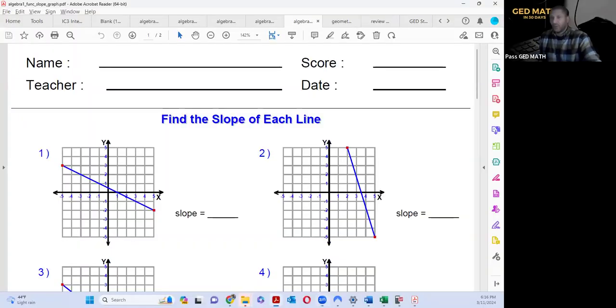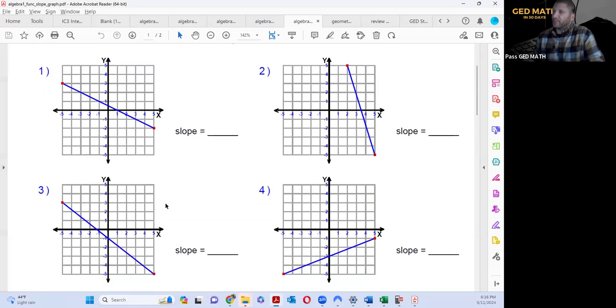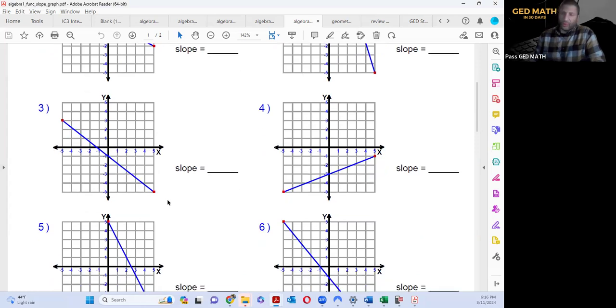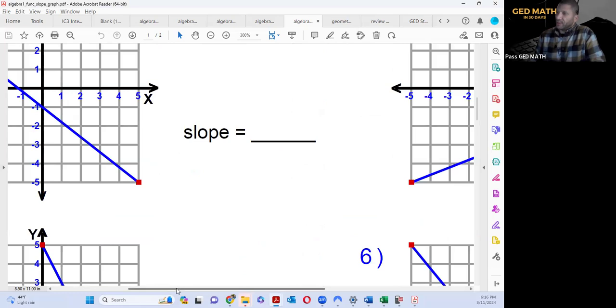All right, let's go ahead and get started. So you said equation of a line from a graph. Let's look at number 4. Let me make it big so we can see it.